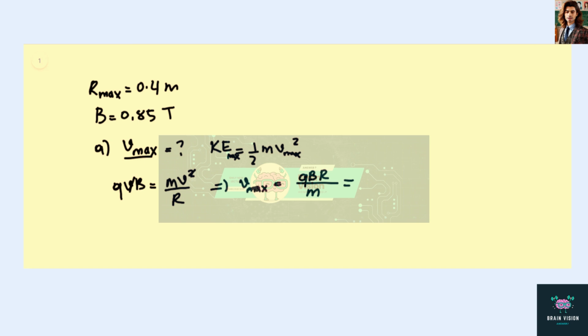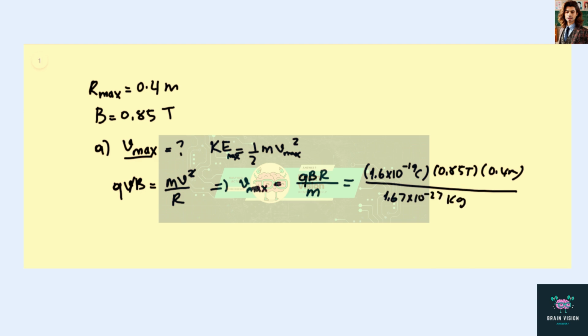Now plugging in the values, 1.6 times 10 to the power negative 19 coulombs times 0.85 tesla, 0.4 meters, divided by 1.67 times 10 to the power negative 27 kilograms per proton. We find the maximum speed to be 3.257 times 10 to the power of 7 meters per second.